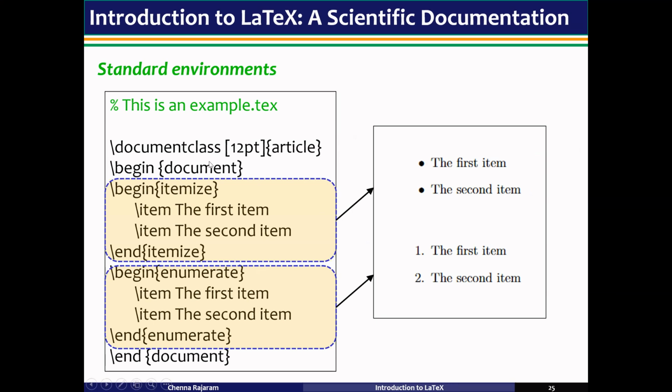\end{document}, \begin{document}, and \begin{itemize} and \begin{enumerate}. So \begin{itemize} gives the output as bullet points. \begin{enumerate} gives the output numbered as 1, 2, 3, 4 like that.